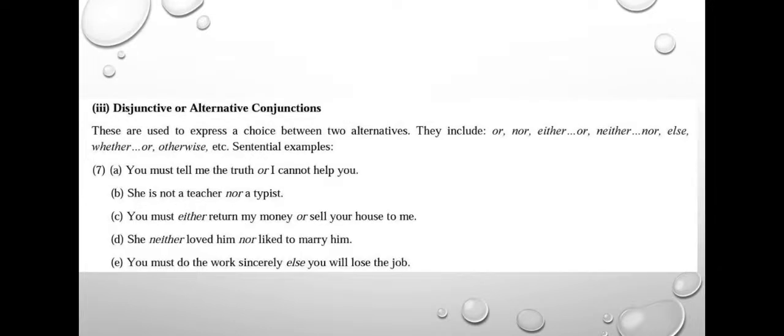Let's move on to the next one, which is disjunctive or alternative conjunctions. These are used to express choices. We have choices between the first part and the second part of the sentence, and it's up to you.